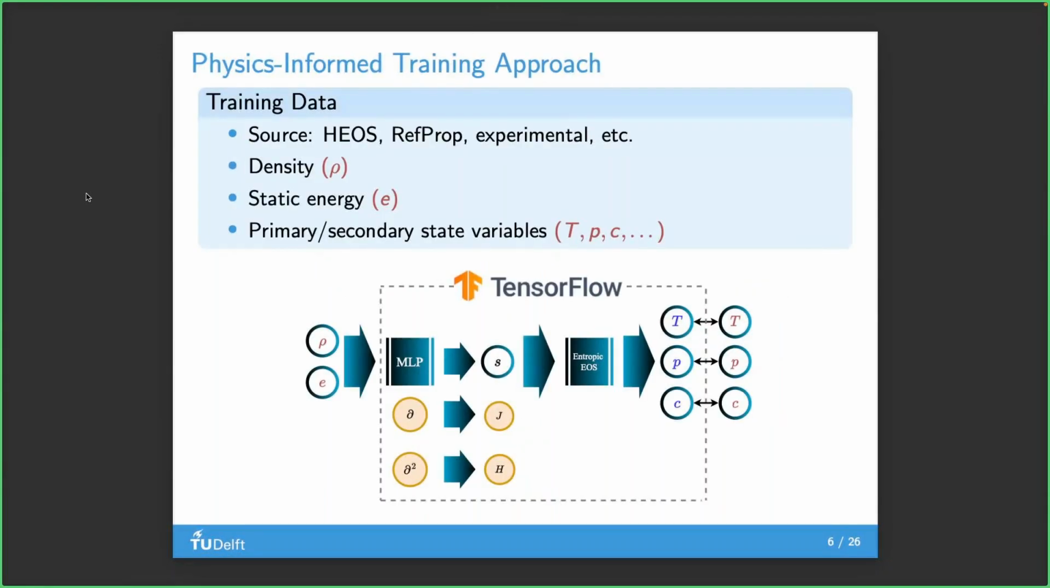Now, of course, you need to train this MLP in a way that it works properly in SU2. For this, you need training data, which can come from basically any source. Those being density, internal energy, and a set of primary or secondary flow variables. For these, you set up a training loop, in TensorFlow for example, to train the network weights to match your state variables.